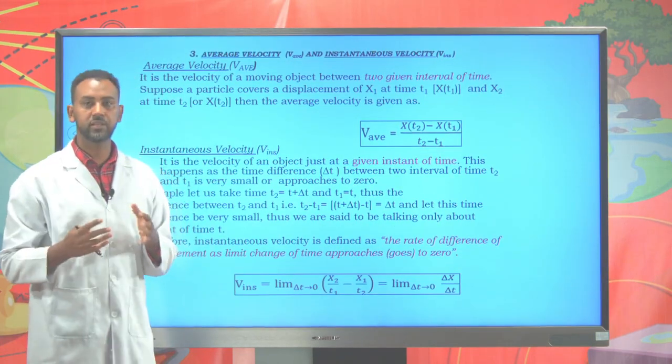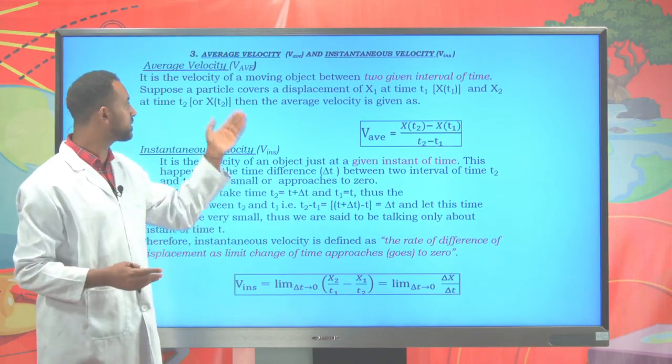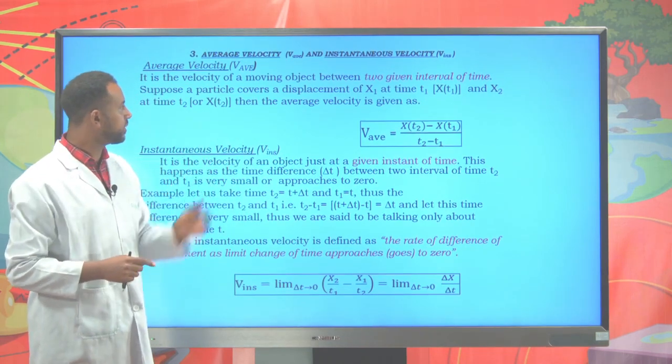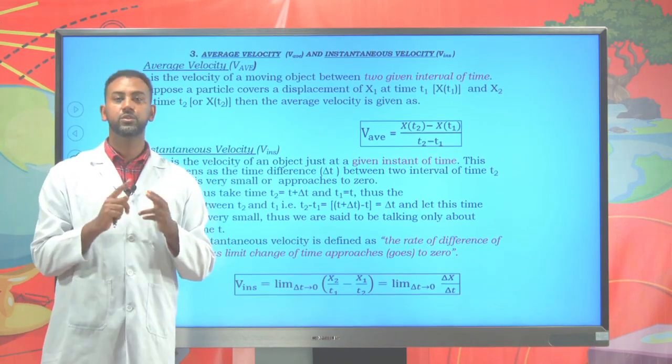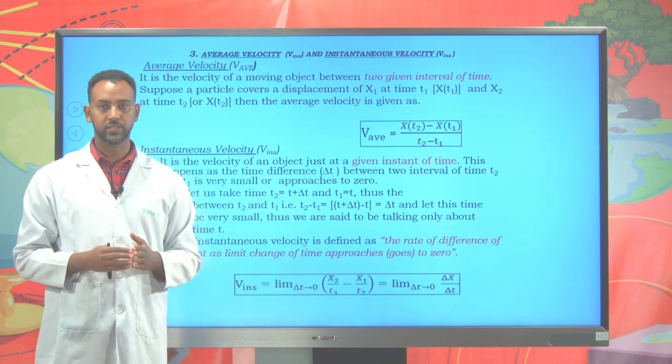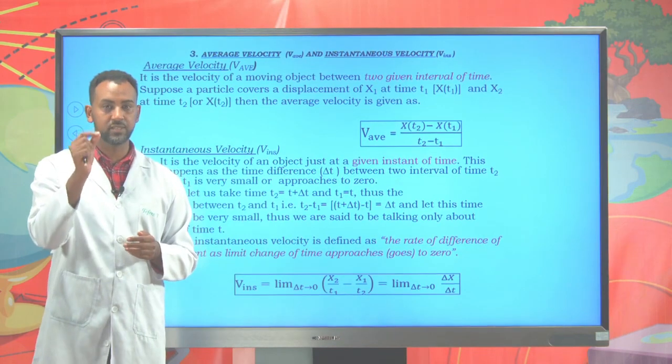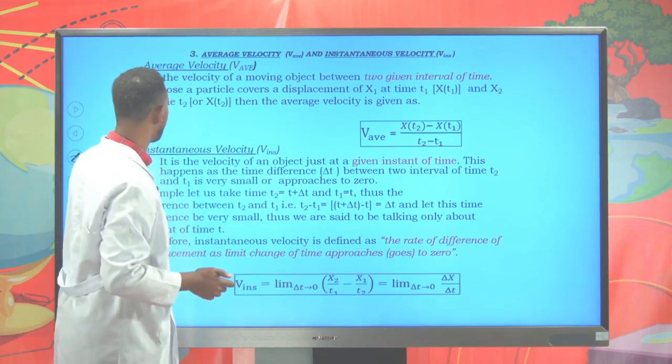Now let's try to see the different types of velocity. It's possible to discuss average and instantaneous velocity. Average velocity is a velocity between two given time intervals, whereas instantaneous velocity is a velocity at a given instant time.